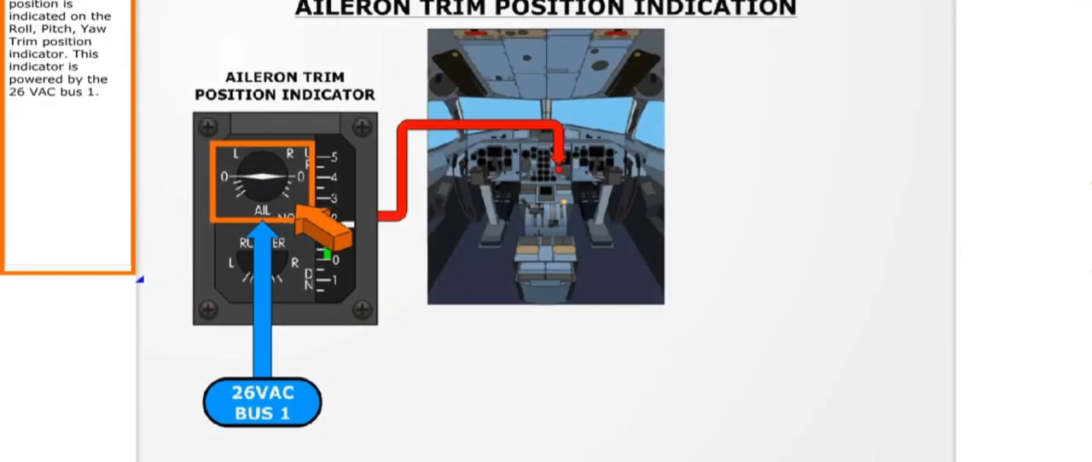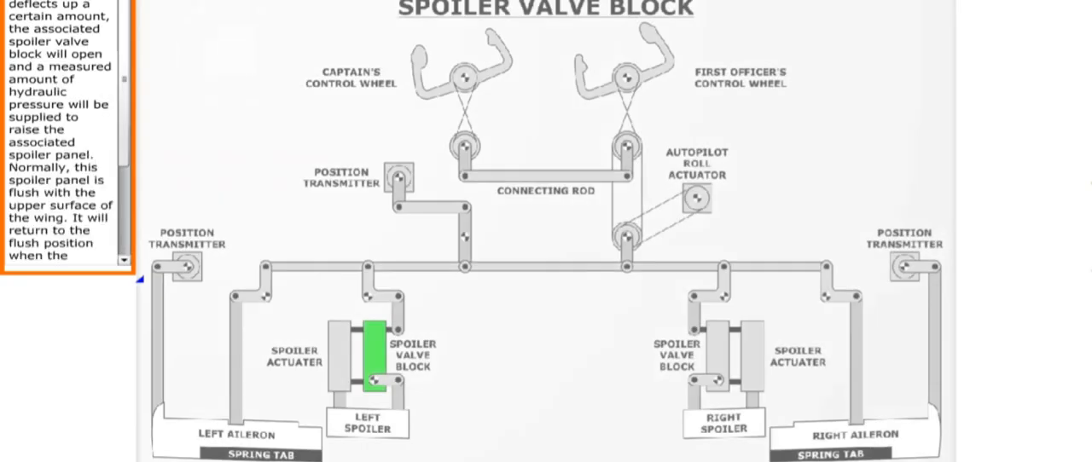Aileron trim position is indicated on the roll, pitch, yaw trim position indicator. This indicator is powered by the 26 volts AC bus 1.